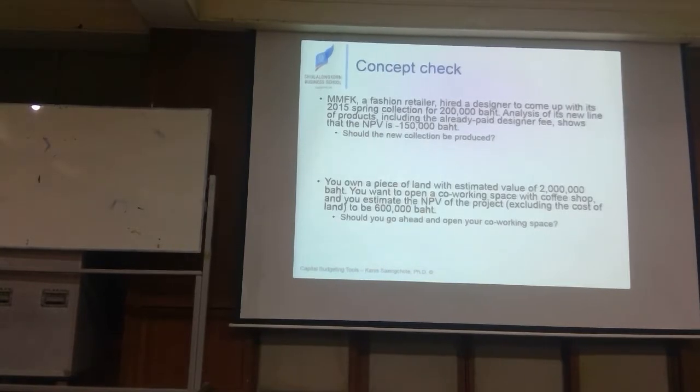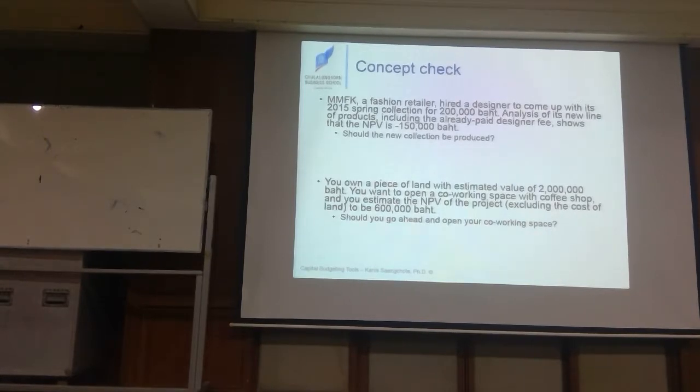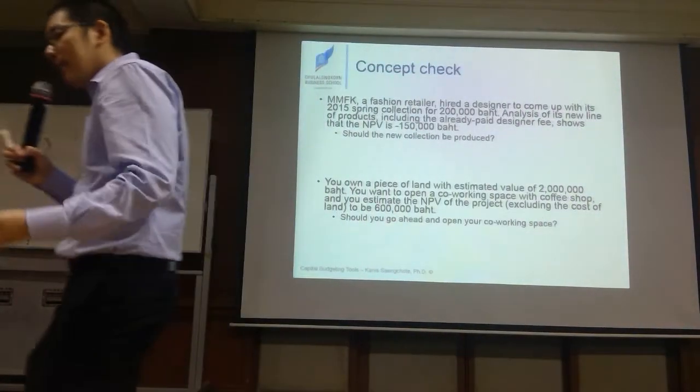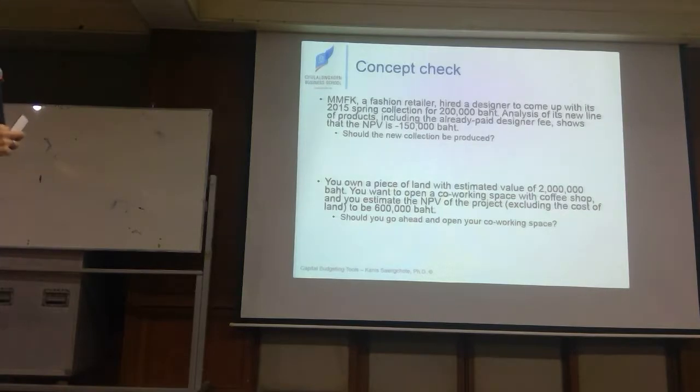Okay, next example. I own a piece of land that has a value of 2 million baht. I want to open a co-working space, a coffee shop, and so on. And I'm just going to evaluate the business part, not the land part, since I own the land already. And it turns out the NPV of this is 600,000. So should I go ahead and open a co-working space? Remember, the NPV is based on my co-working space and coffee shop alone, excluding land cost.